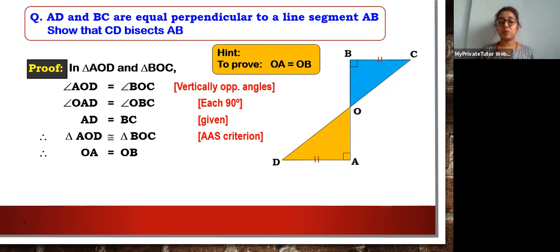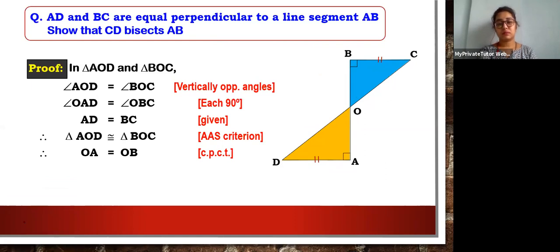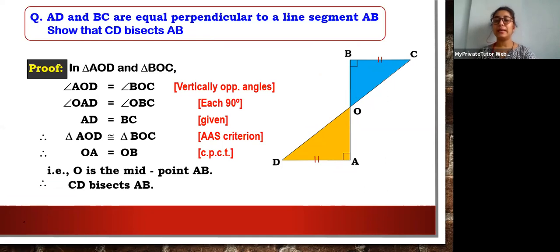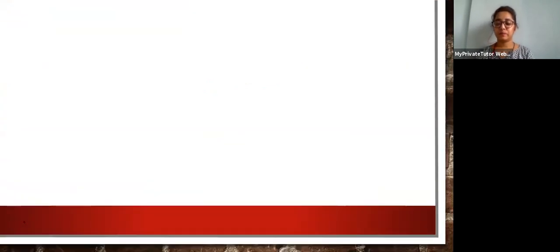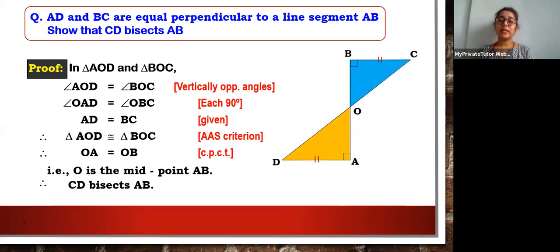So therefore the corresponding parts, the remaining parts, will also be congruent. By CPCT, both of these segments are congruent, as O. Therefore we can say that O is the midpoint of AB. Okay, so CPCT means what? Corresponding parts of congruent triangles. Therefore, CD bisects AB. If O is the exact midpoint of AB, that means CD is bisecting AB.